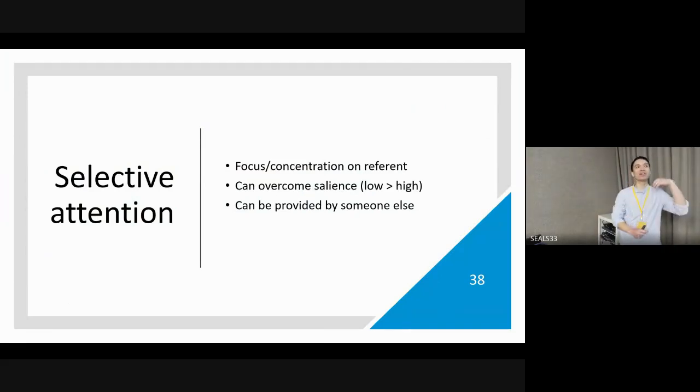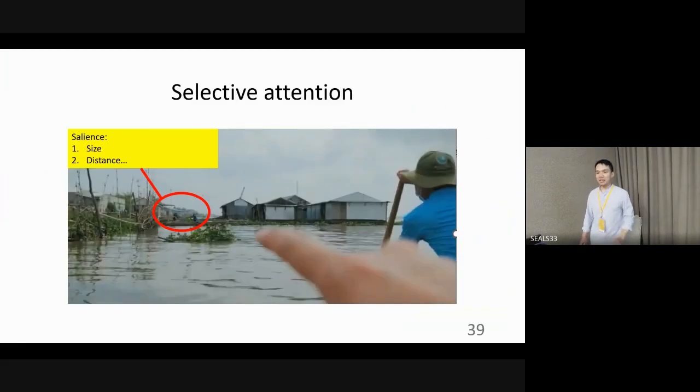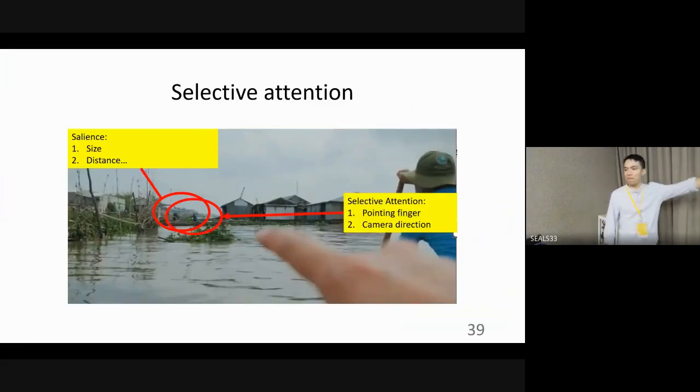And this can overcome the original salience. Something of low salience with proper or adequate selective attention can become high salience. And we can see selective attention like this. This is being provided by the speaker's pointing finger in camera direction, establishing this selective attention upon the referent.